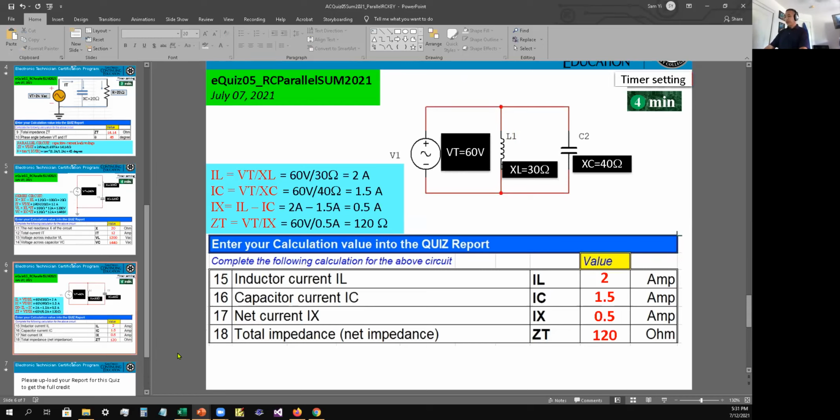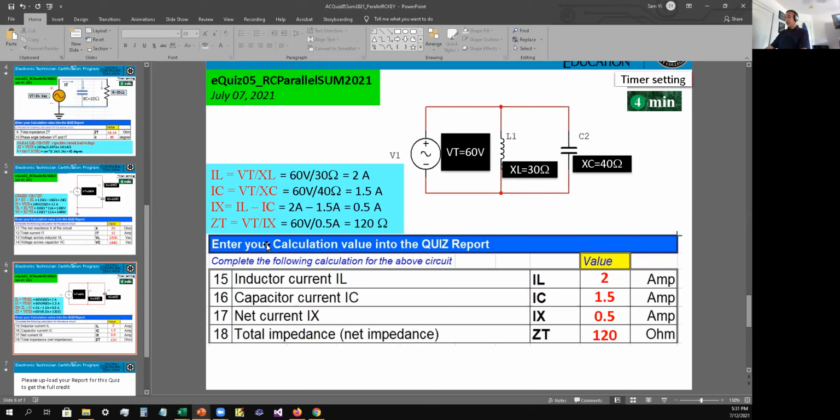All right, so number 15, inductor current, IL. So IL equals VT divided by XL, which equals 60 volts divided by 30 ohms, which equals 2 amps. So IL equals 2 amps. So IC equals VT divided by XC, which equals 60 volts divided by 40 ohms. So that comes to 1.5 amps. So your IC, or capacitive current, is 1.5 amps.